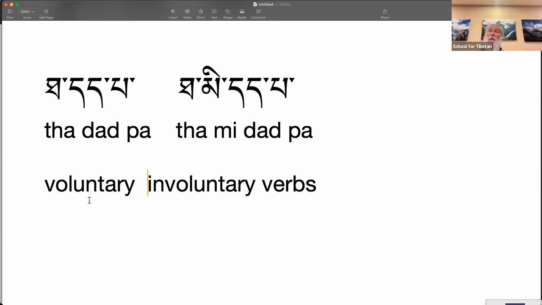Another thing about involuntary verbs, sorry, let me add another consideration. To fall is involuntary.